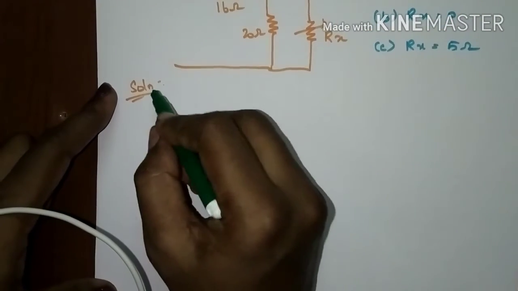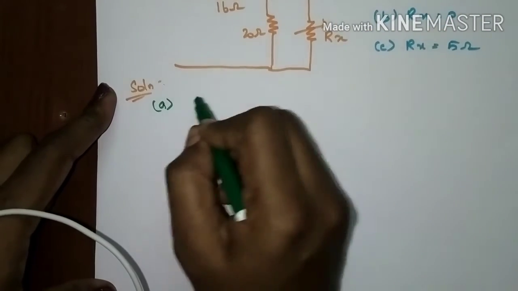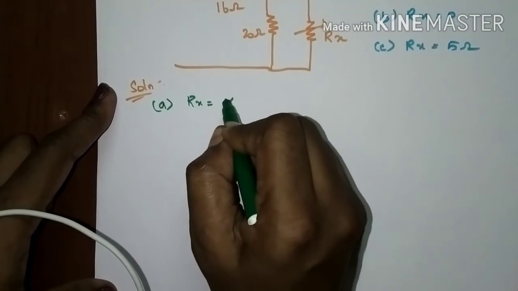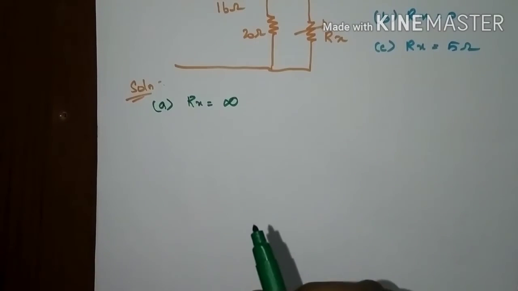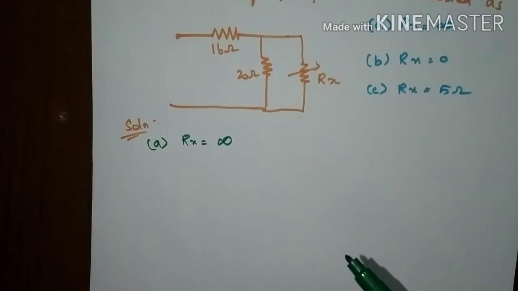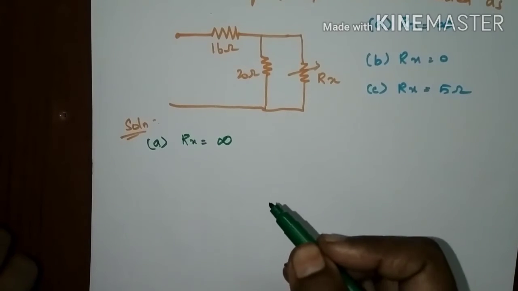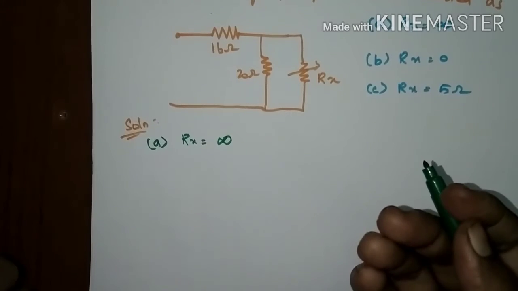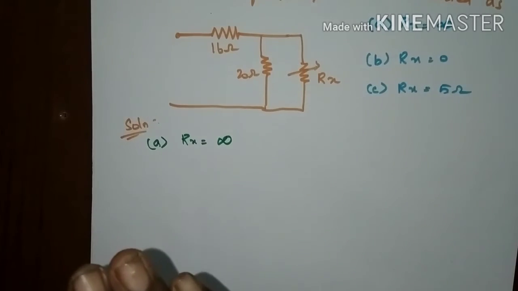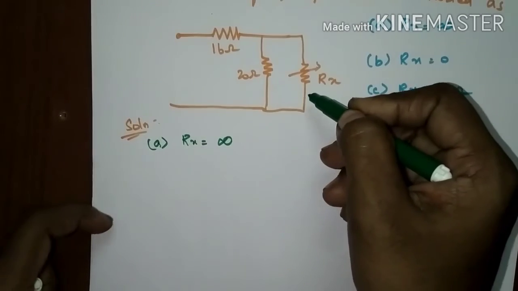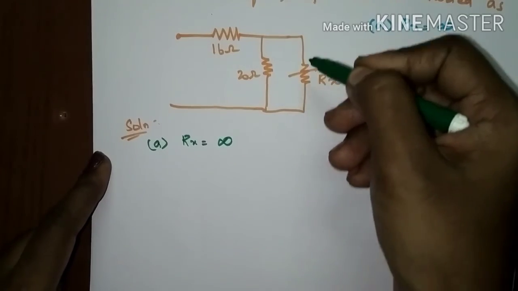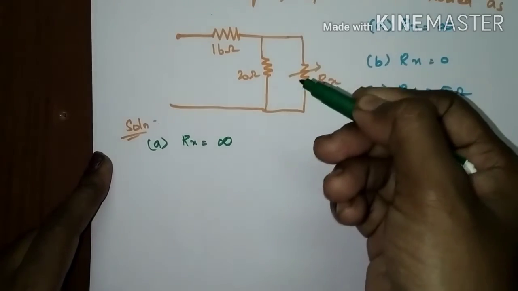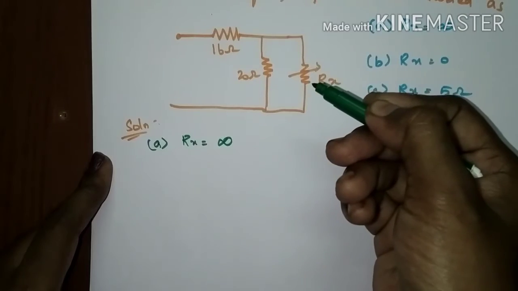Okay. In the first subdivision, they have given that Rx is equal to infinity. Infinity means the Rx value has a maximum value. Resistance will resist the flow of current, right? If Rx is infinity, that is, the resistance is high, it means the current won't flow in that path. If resistance is infinite, then the current won't flow. Resistance will resist the flow of current, right?